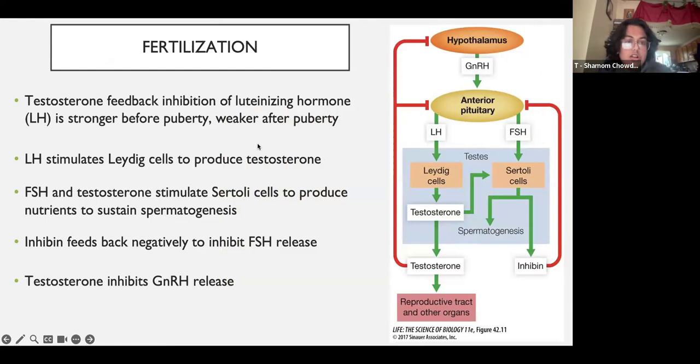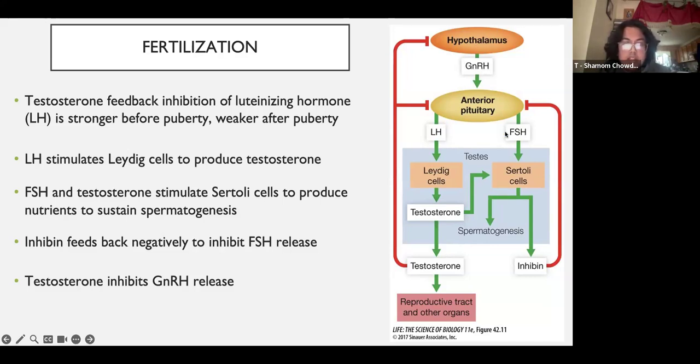So testosterone feedback inhibition of luteinizing hormone is stronger before puberty. After puberty, inhibition is weakened. So this stimulates Leydig cells. Leydig cells are also in the testes and help produce testosterone, and then testosterone as well as follicle stimulating hormone stimulates Sertoli cells, which we just discussed, to help produce the nutrients in order to sustain spermatogenesis.